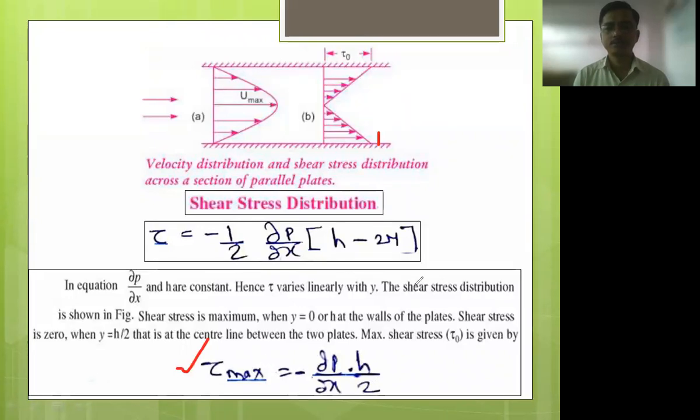If we put here y is equal to h, what will happen? This will become minus h. Okay, and 2 is there, so it will be minus del p upon del x into h by 2. So this is the formula for tau max. You can note down this formula also. Tau max, that is maximum shear stress, is equal to minus del p upon del x into h by 2.